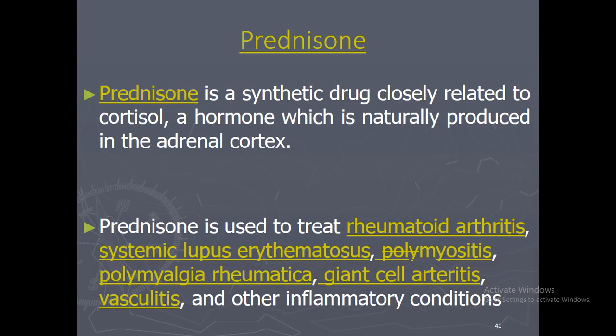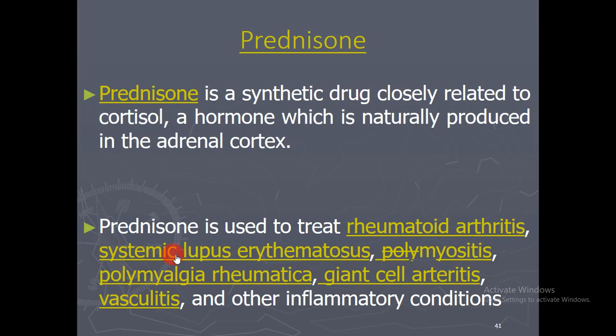So let's start from prednisone. What is prednisone? Prednisone is a synthetic drug closely related to cortisol, a hormone which is naturally produced in the adrenal cortex region. Once again I am going to repeat: one is the adrenal medulla and the second is the adrenal cortex. This is the outer region of the kidney, and this region is responsible for secreting these steroidal hormones.